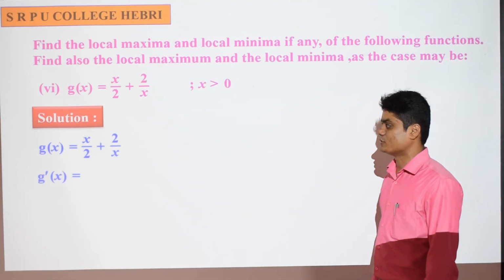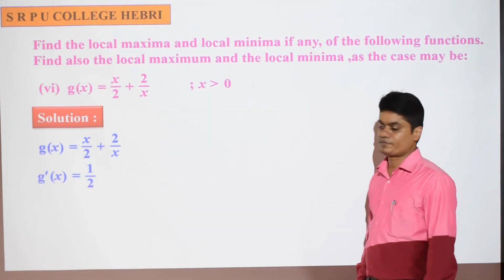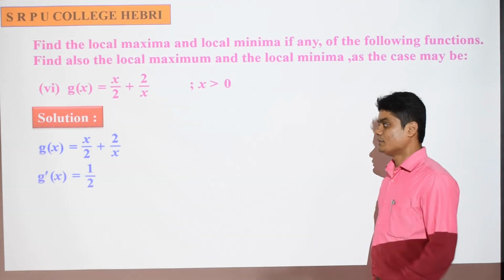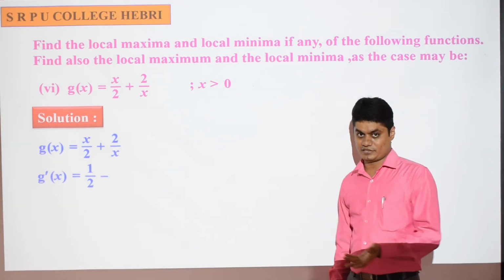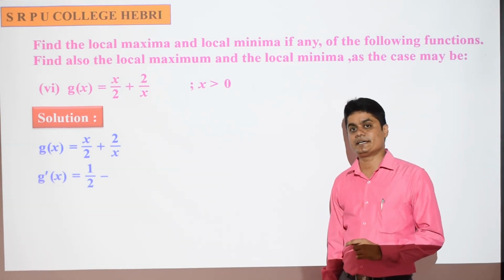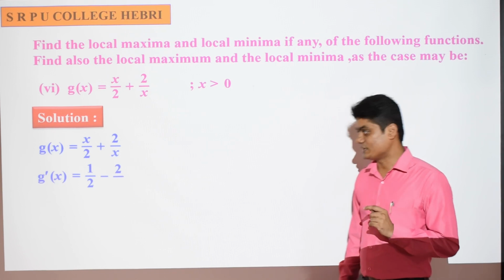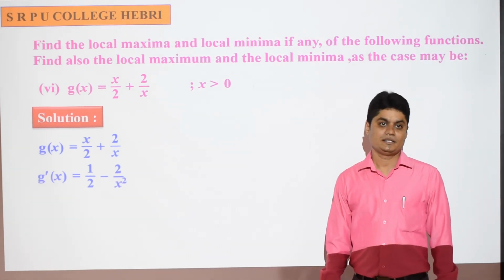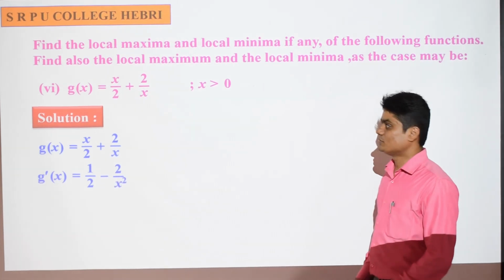g dash of x is equal to 1 by 2, because the differentiation of x is 1. 2 is a constant, so it will come as it is. What is the differentiation of 1 by x? Minus 1 by x square. So it will be minus 2 by x square, right? Now what is the next step?